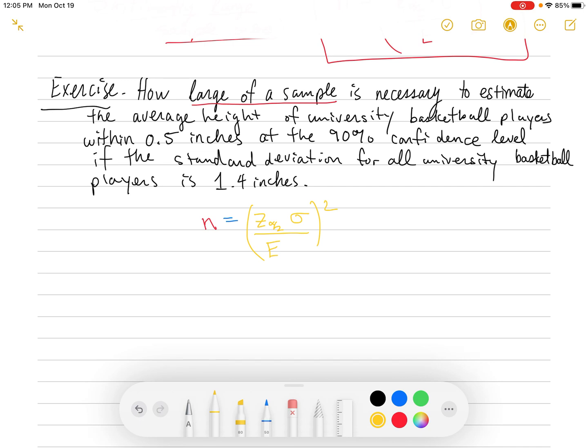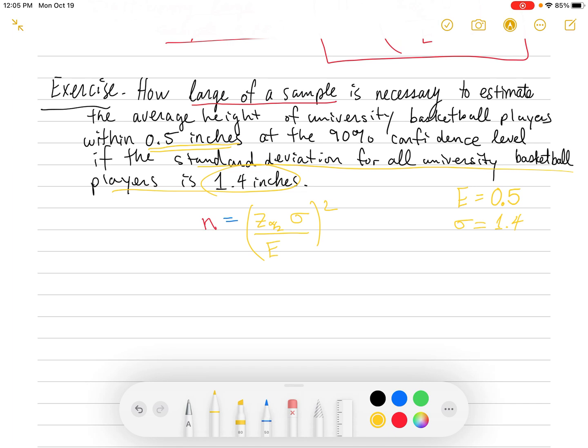So n is what we're looking for. We don't know that. So the things that we are given in this problem, we're given e, the margin of error. What is the margin of error that we want? We want to be within 0.5 inches of being correct. So we want our mean to be within 0.5 inches, so e is 0.5. What's our standard deviation for our population? Standard deviation for our population, sigma.